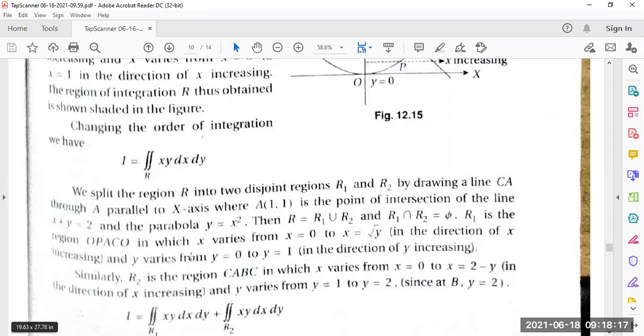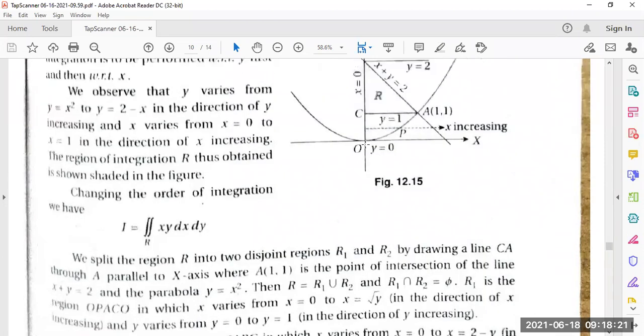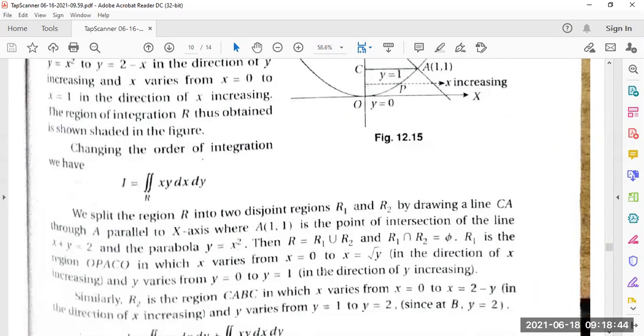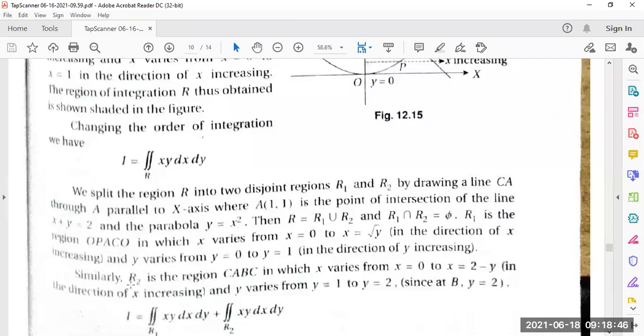In the direction of x increasing, y varies from 0 to 1. Look here, y equal to 0 to y equal to 1. This point is (0, 1). So y varies from 0 to 1 in this region. In the lower part, in this region, y varies from 0 to 1 and x varies from 0 to root x. Sorry, root y, 0 to root y, in the direction of y increasing.